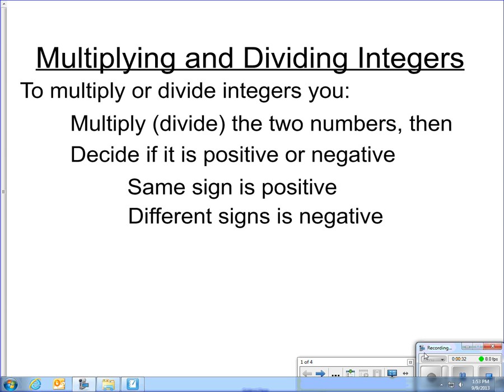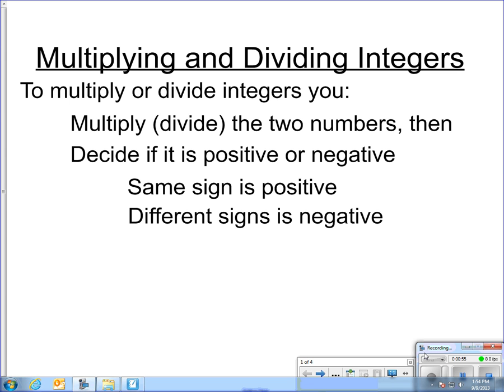So unlike with adding and subtracting, you don't have to switch the problem around and do different things. With multiplying and dividing, you're still just multiplying and dividing the numbers. You just have to then decide if it's positive or negative. And those are the two steps that we have. So to multiply or divide integers, you do two things. First, you multiply or divide, if it's a division problem, the two numbers. Then decide if it's positive or negative.